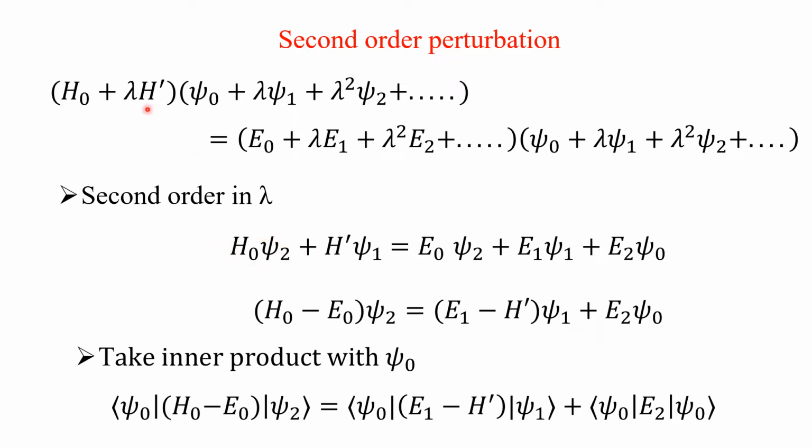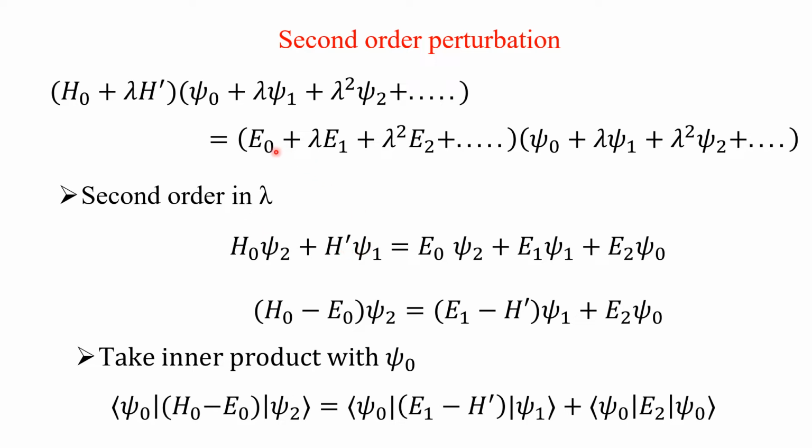Similarly, for the other lambda squared term, here you have lambda, and here one more lambda in the second term. So if you multiply, you will get lambda squared. That means H prime psi 1 is a lambda squared term. These two terms are second order in lambda.